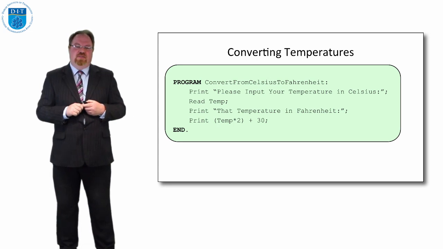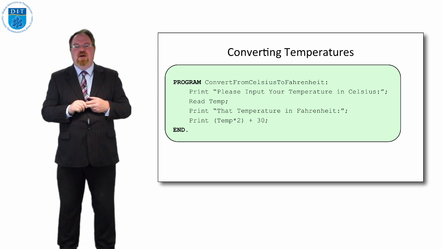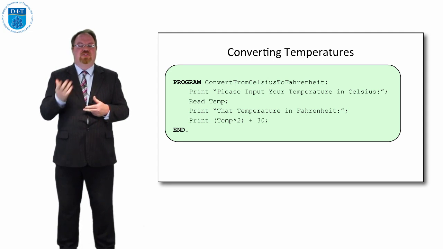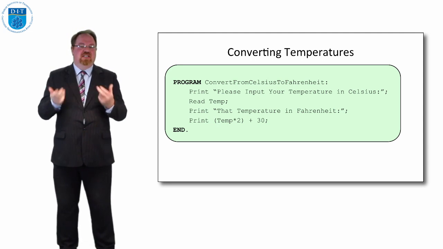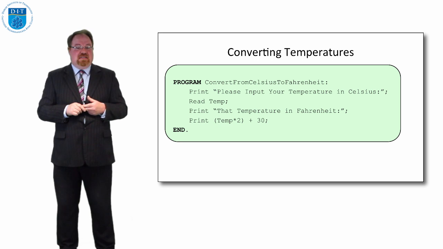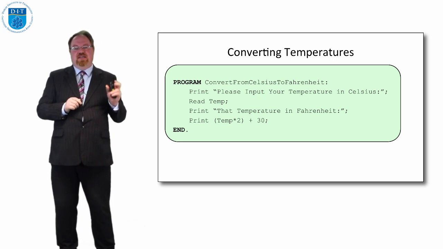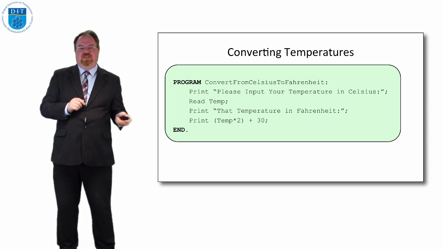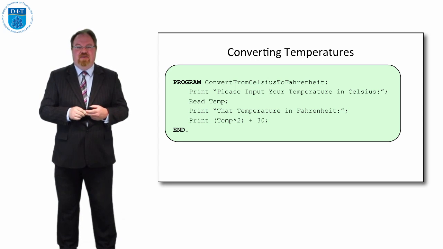So here's how I do it. The program is convert from Celsius to Fahrenheit, colon. I've put in a printout statement, just imagining we're printing this out to the screen: please input your temperature in Celsius. So then we'll read in a value called temp. We could read in a value called Celsius if we like, whatever variable name we like. And then we're going to print out that temperature in Fahrenheit is, and then we're going to print out temp multiplied by 2 plus 30, and then that'll give us our Fahrenheit value.